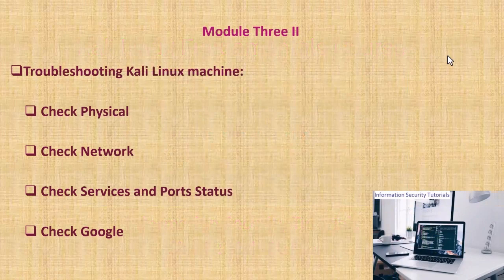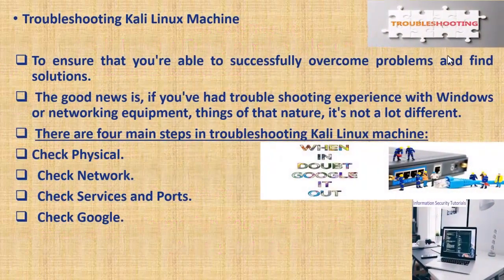and solve your problems. So the troubleshooting in general means that you have to ensure that you are able to successfully overcome problems and find solutions for any problems. If you have problems connecting to the internet, for example, or the sound is not working on your system, you have to ensure that you are able to successfully overcome problems and find the real cause of these problems and start to solve these problems.